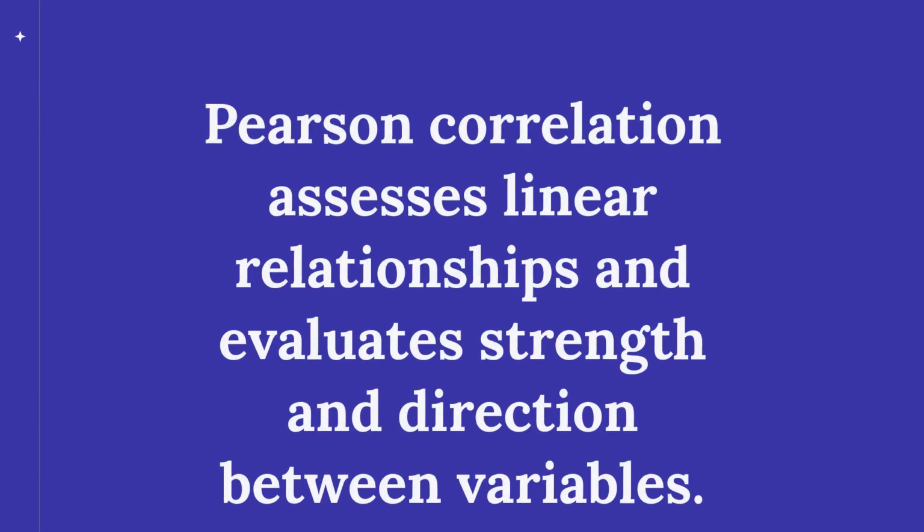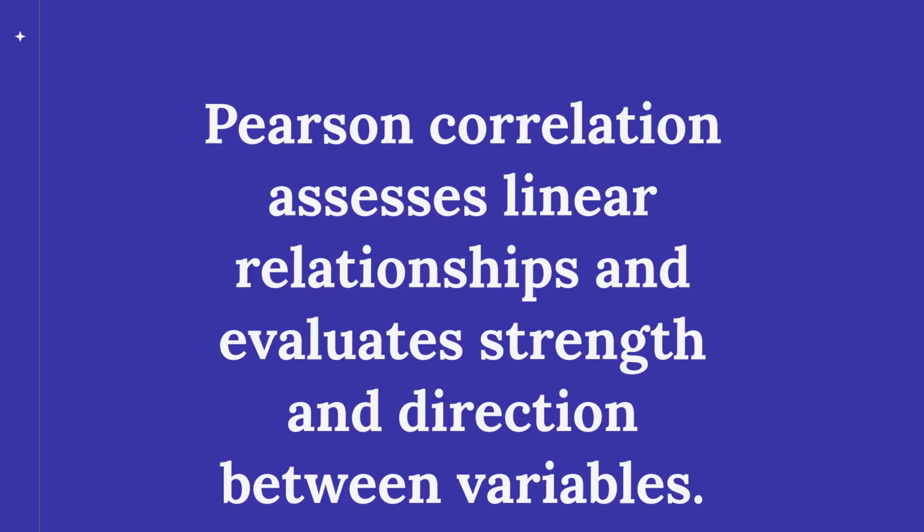Pearson correlation measures linear relationships. It determines how closely two continuous variables change together in a straight line pattern. It assesses the strength and direction between variables. A positive value indicates both variables increase together, while a negative value means one increases as the other decreases. The correlation coefficient ranges from -1 to +1. A coefficient of +1 indicates a perfect positive correlation, -1 a perfect negative correlation, and 0 means no linear relationship.